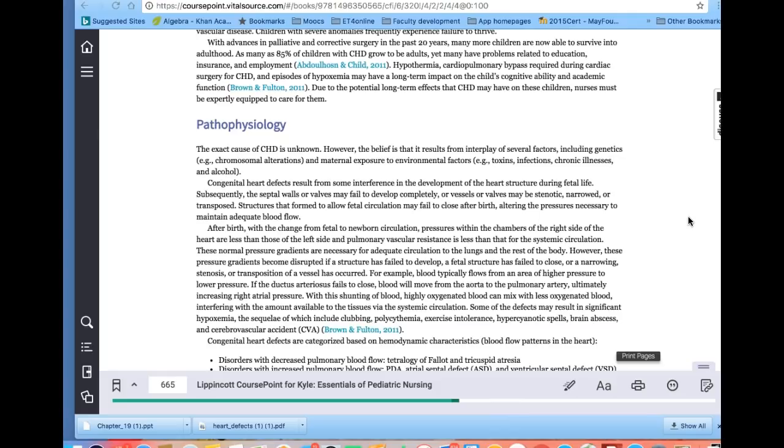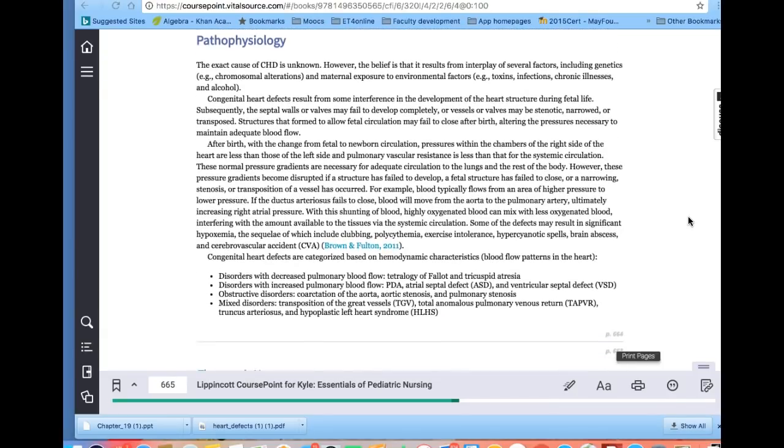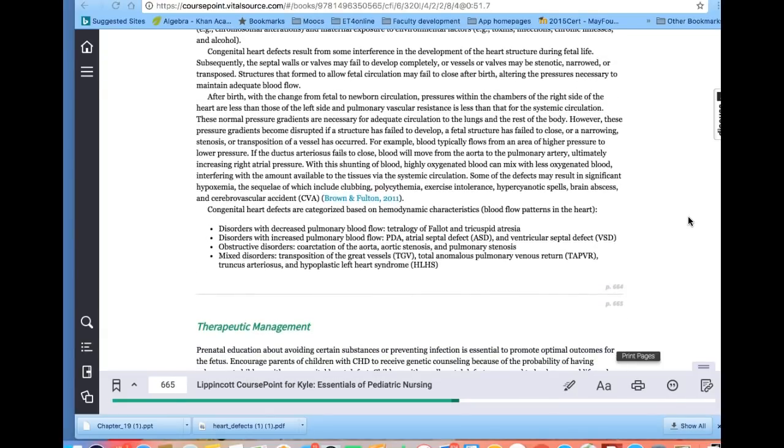Pathophysiology of CHD in general is unknown. It could be genetic. It could be exposure to some sort of toxin or infection when mom was pregnant. So sometimes we just don't know. We talked about fetal circulation in part 1. It's really important to know fetal circulation and what happens when that baby takes that first breath in order to understand these different defects. So I would go back and review that if you didn't get it the first time.